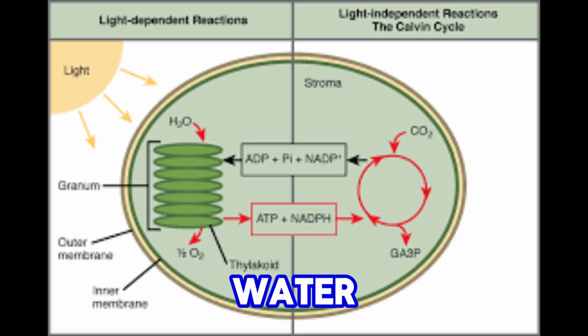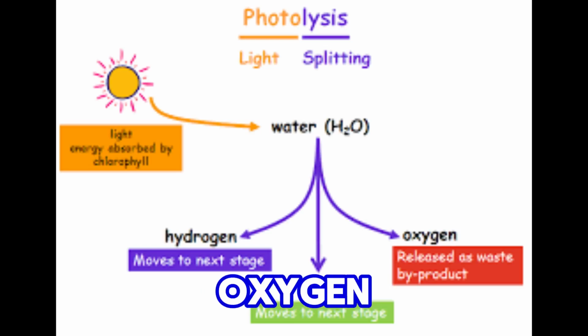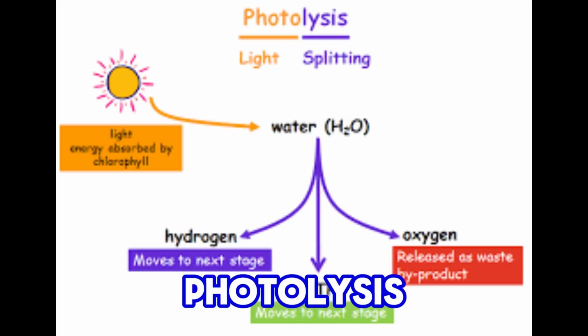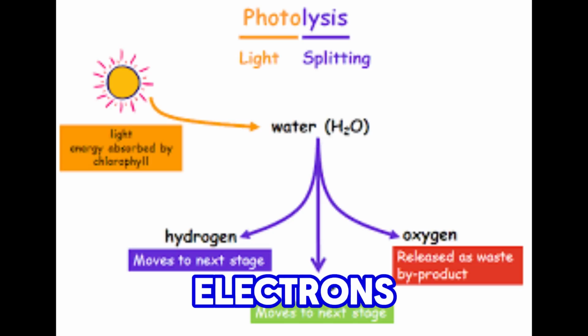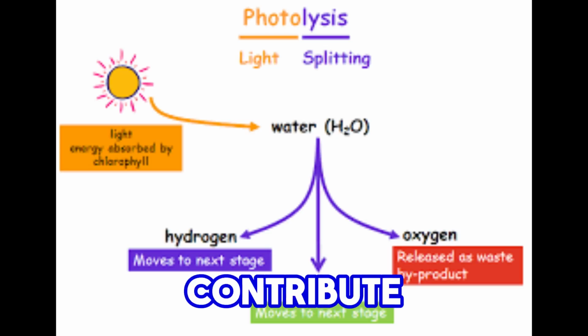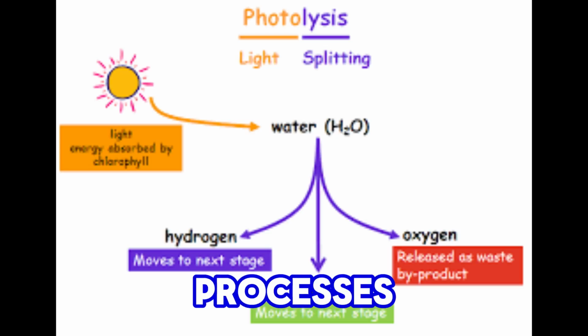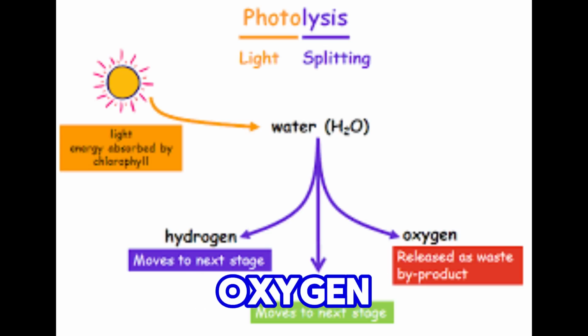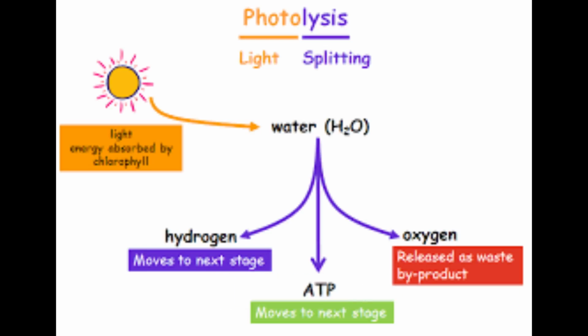Step 4. Water enters the story, but the electrons that started this journey need to be replaced. Where do replacement electrons come from? Water. During the light reactions, water is split into hydrogen and oxygen. This process is called photolysis. The electrons help replace those lost from the photosystem. The hydrogen ions contribute to the proton gradient and other processes. And oxygen is produced. Some of that oxygen eventually leaves the plant.